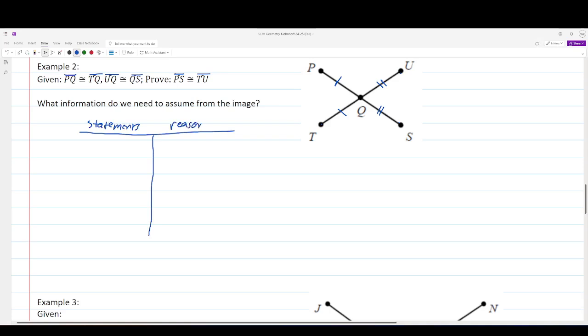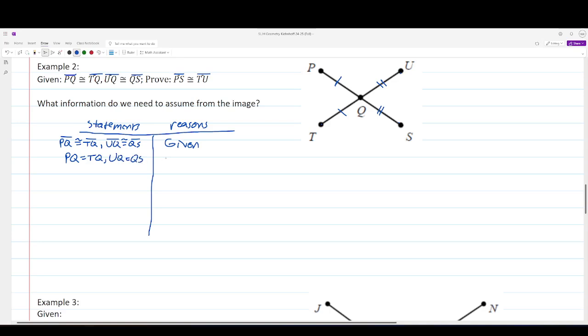Statements, reasons. Okay, so number 1 always is our given information. Segment PQ is congruent to segment TQ, and segment UQ is congruent to segment QS. This is given. The next step was to mark those equal length segments on the drawing, and we are going to do that by saying PQ equals TQ. And I'm just going to, in the same step, also say UQ is equal to QS.